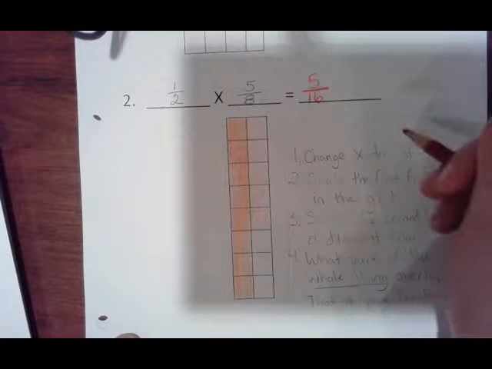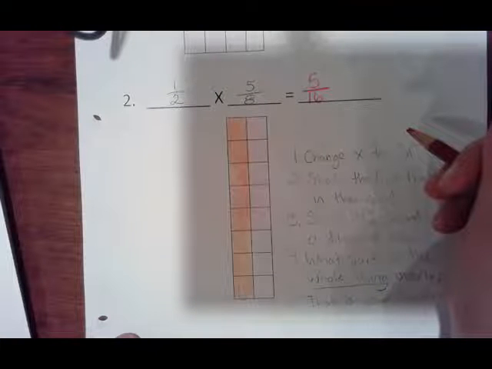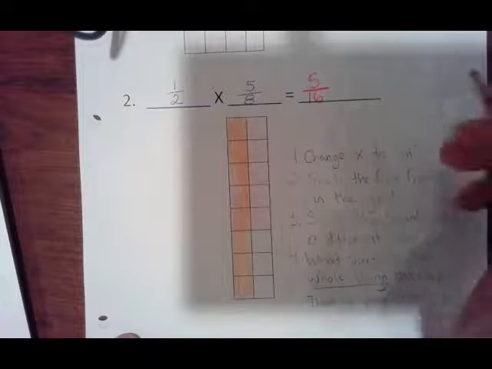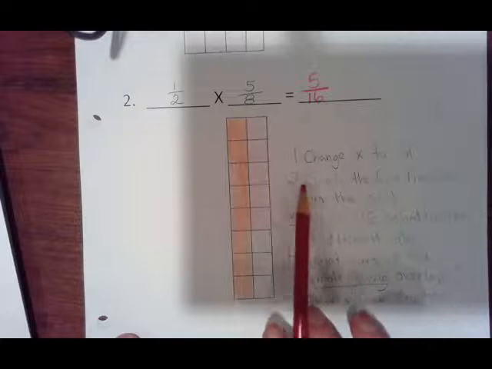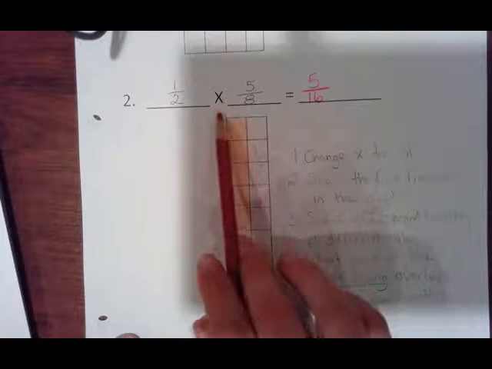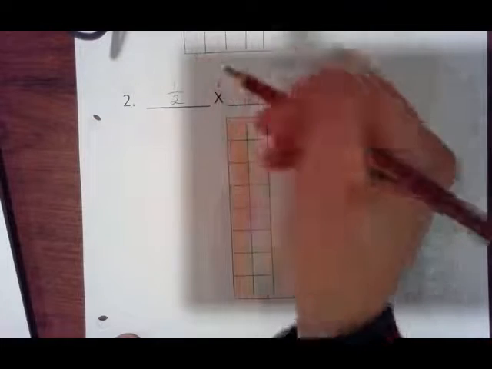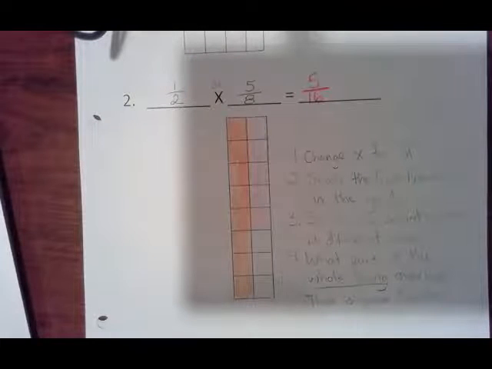So 5/16, they don't share a common factor, so it's already simplified. And you can see down here to steps, we can change this x to the word of. So when we read it, we actually say what is 1/2 of 5/8.